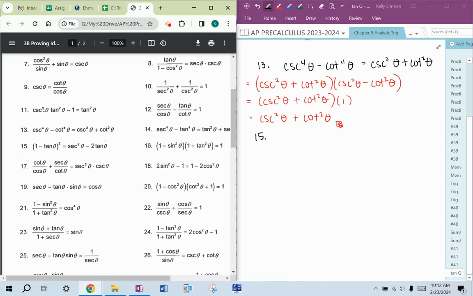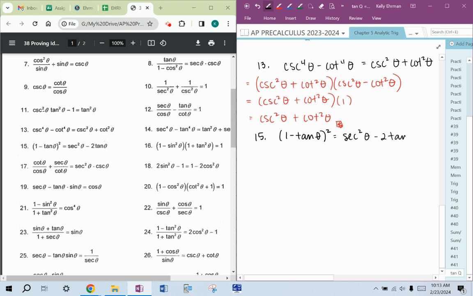So for 15, we have quantity 1 minus tangent theta squared is supposed to equal secant squared theta minus 2 tangent theta. Which side is more complicated? I don't know about more complicated, but I would think I could FOIL the left side versus starting to write in sines and cosines here. If I'm going from a non-parenthesis side to a parenthesis side, I'd have to show factoring of some sort, which I can do. Or I could just FOIL on this side.